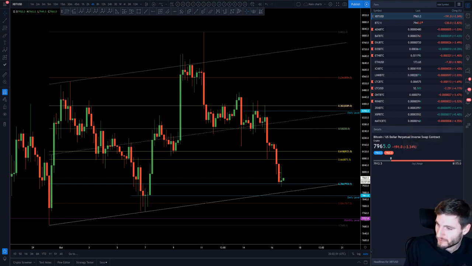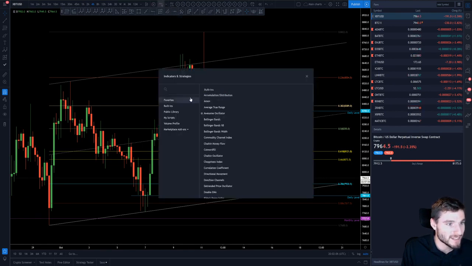Where can we find the volume node indicator? So if you come over to TradingView here and click on add indicators, it's going to be called volume.